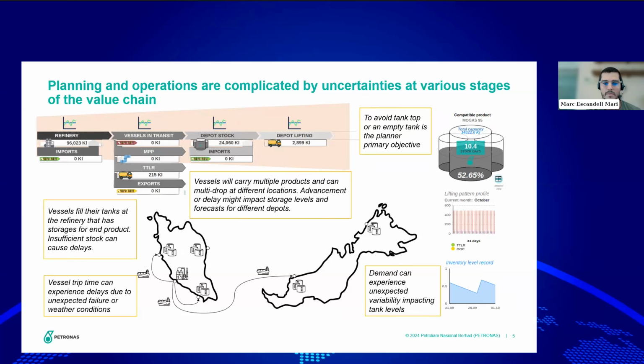Then also the demand is uncertain. So sometimes you might get more lifting, sometimes you might get less. So that of course will impact the inventory levels. In addition to this, the vessels can carry multiple products, and they don't just go from refinery to depot. They can also do multi-drop, which basically means they will drop one product at one location and then travel to another location.